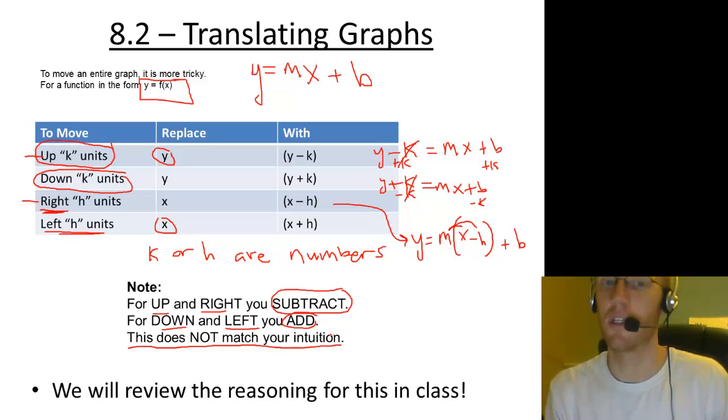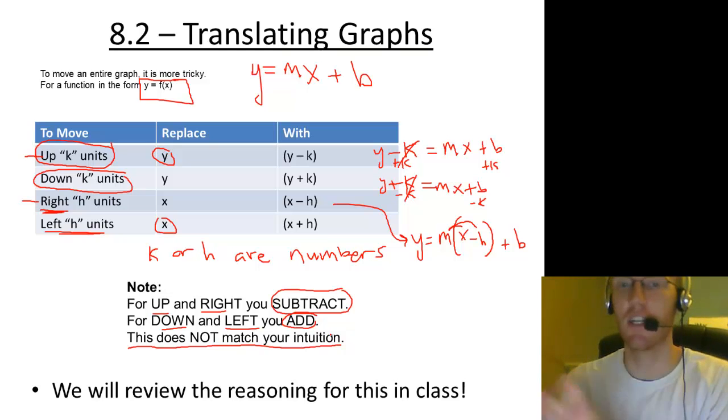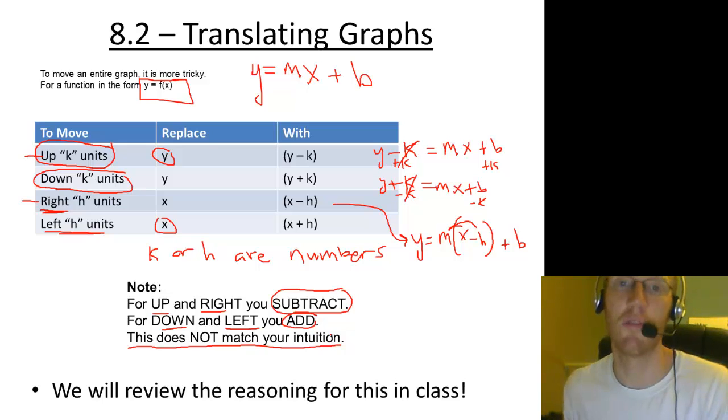So it's really important to keep separate in your mind translating points, individual points, which you do whatever your intuition tells you. Up is positive, down is negative. If you're translating an entire graph or function, though, you do the opposite of what your intuition would tell you. To move a graph up, you actually use y minus k, and to move a graph down, you use y plus k.